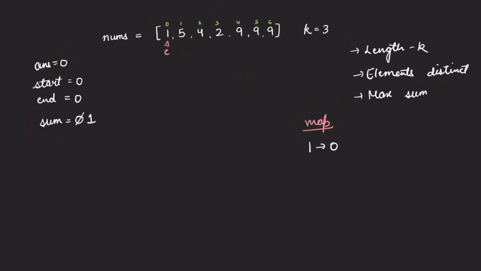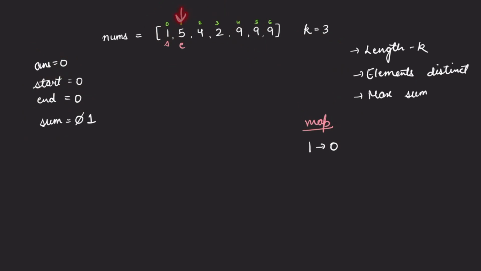Now you can check that the length of the subarray is less than k, right? Then that means right now I cannot update my maximum sum. I will move forward. I will expand the window. So at each step, we are going to move our end one element forward, right? So now we will move our end here, right?